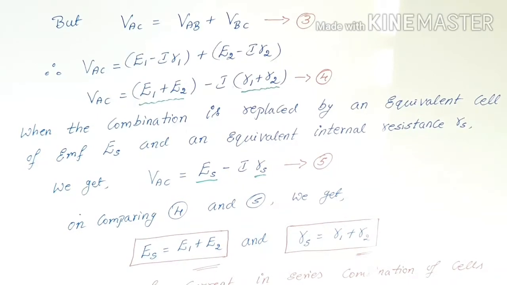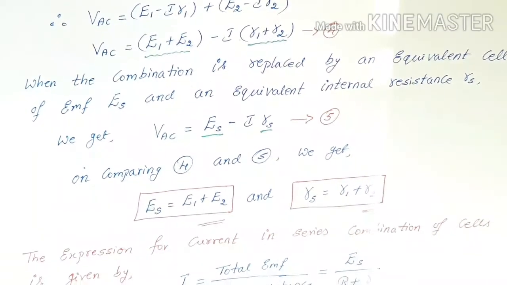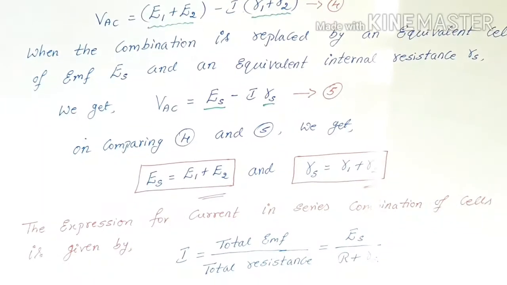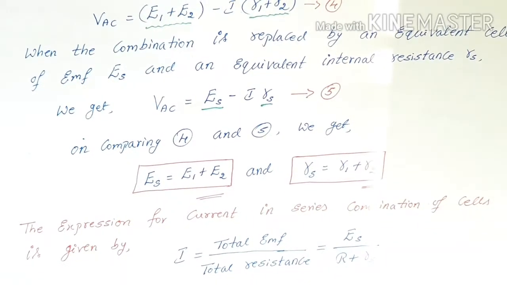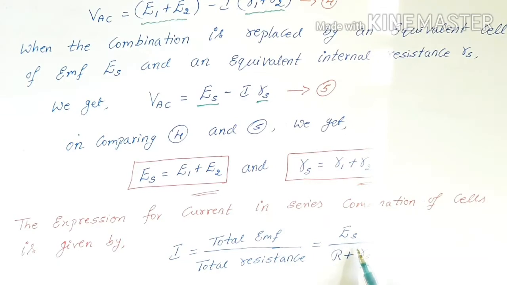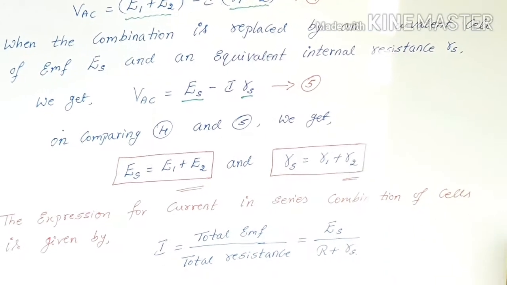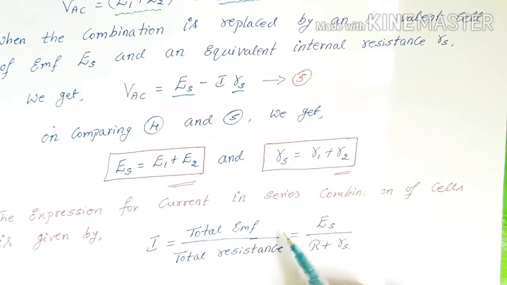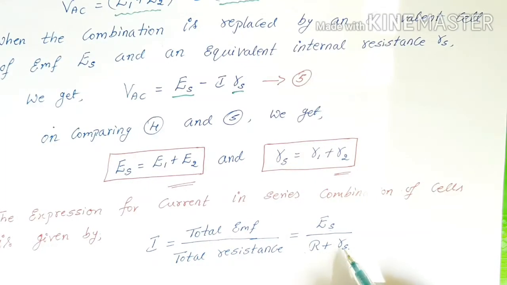And also we can find out the expression for current. The expression for current in series combination of cells is given by I is equal to total EMF by total internal resistance. The total EMF is nothing but ES, correct? Total EMF is ES and total resistance is the external plus the internal, R plus RS.